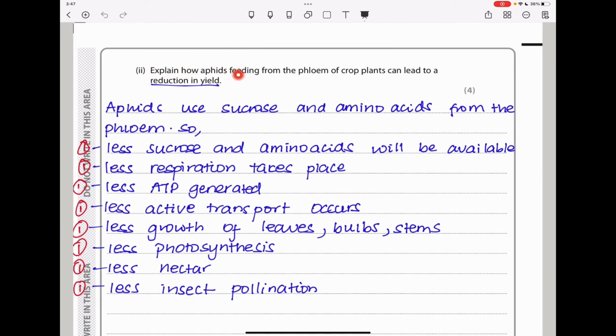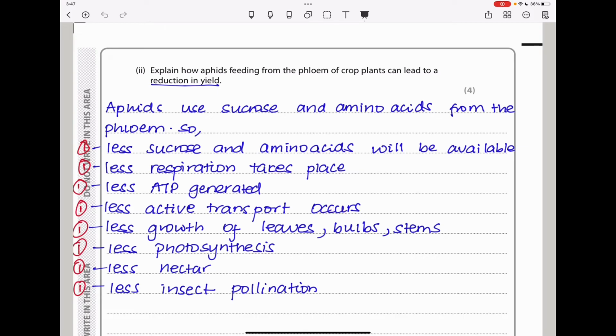Here they say, explain how aphids feeding from the phloem of crop plants can lead to reduction in yield. This reduction in yield, we're talking about the yield of the plant. So here, since we said the aphids are going to get the sucrose and amino acids from the phloem, there will be less sucrose and amino acids available to be stored within the plant or for the plant itself. So the plant will have less respiration taking place, and with less respiration, there will be less ATP being generated. And since ATP is required for some processes that occur within the plant, there will be less active transport.